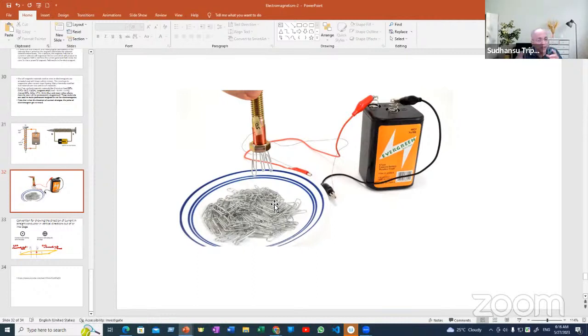So the domains will be induced to align in a particular direction in a manner that we shall study today: the principle of induction, that is Faraday's laws of induction, that we'll study today.